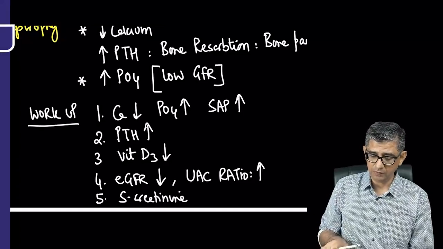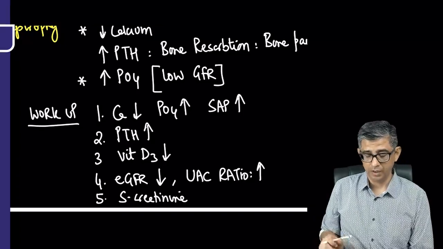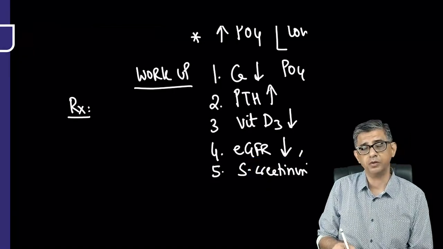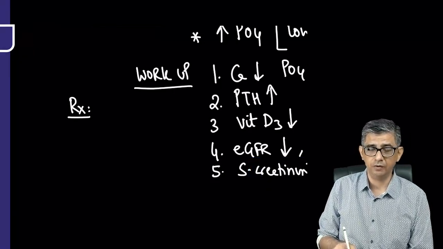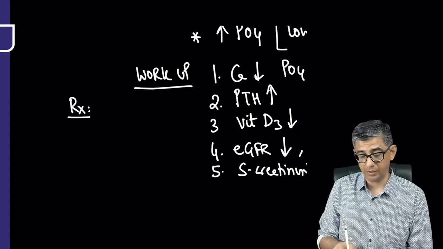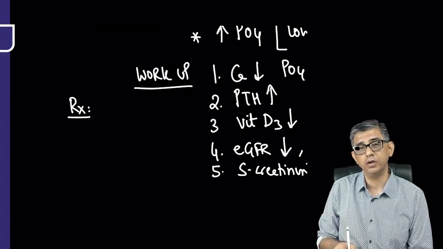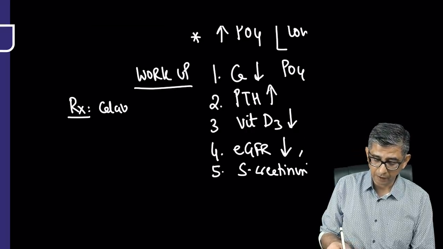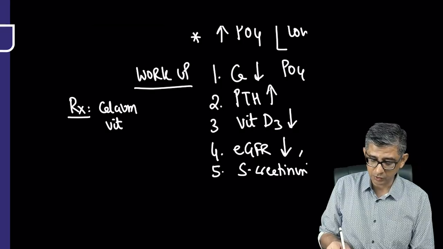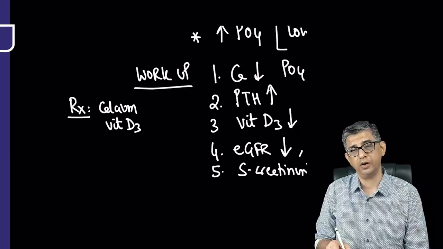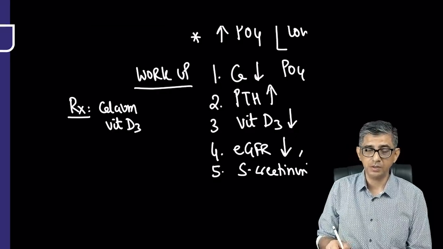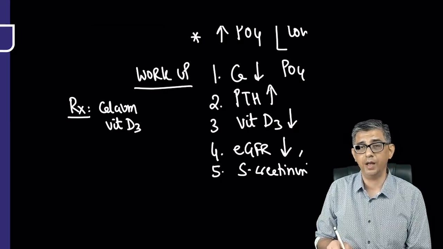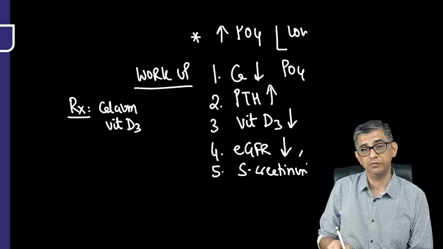And then once we have all these derangements present, let's look at what we can do for management of a person of secondary hyperparathyroidism. Ideal is obviously renal replacement therapy, a kidney transplantation, but that may not be feasible all the time. So what I'm going to do in this patient is I'm going to give calcium, and I'm going to give vitamin D supplements to this particular patient, that is calcitriol. But the problem is that PTH is still high, and it would be causing bone resorption, and the damage to bones can even cause pathological fractures.